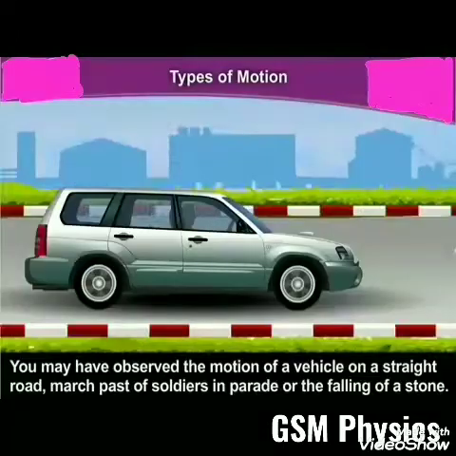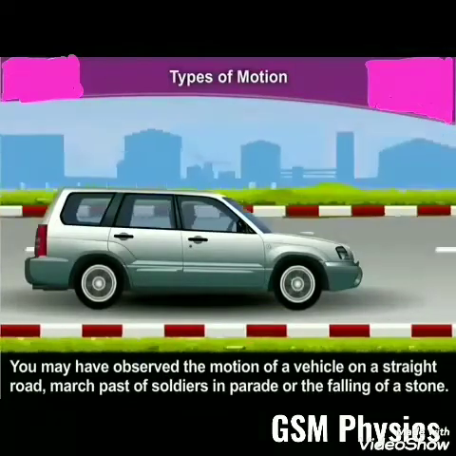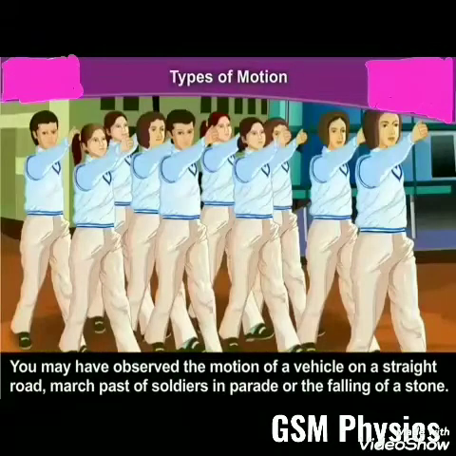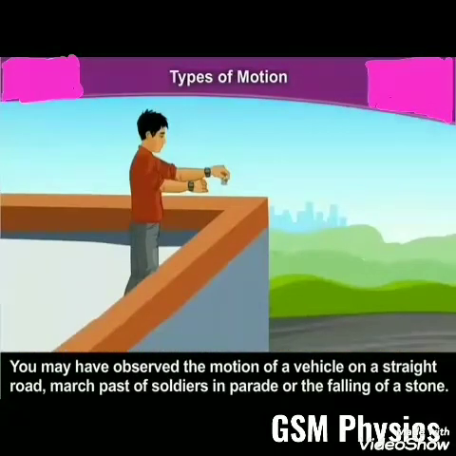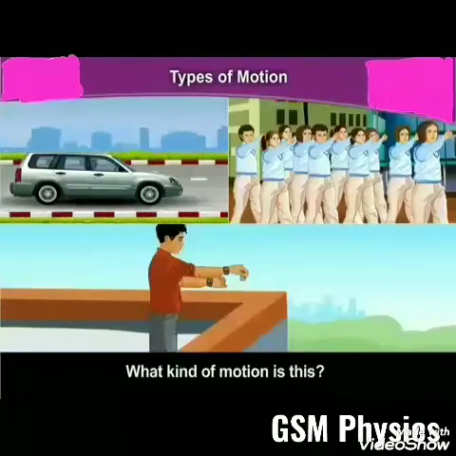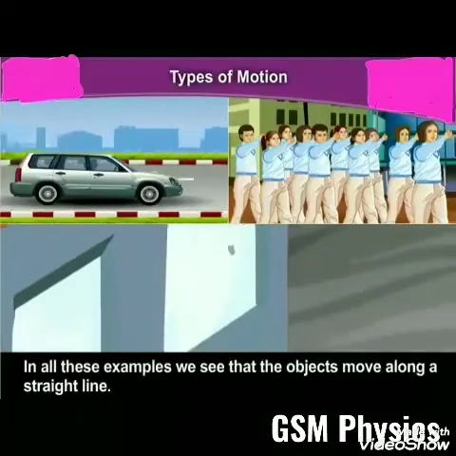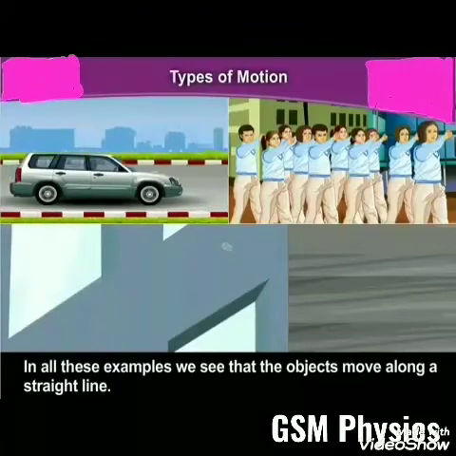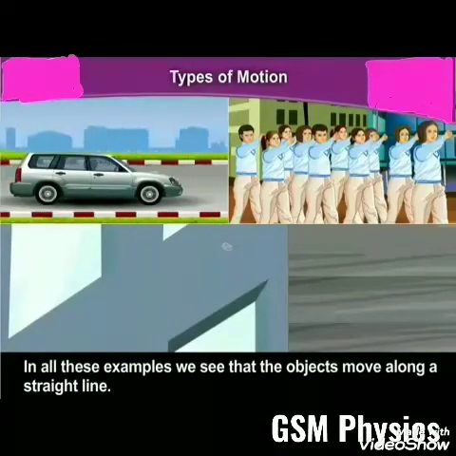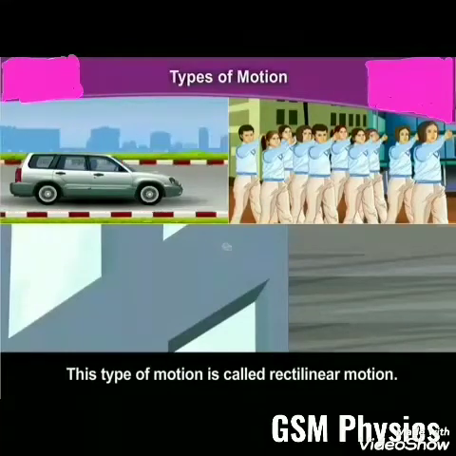Next, we're going to see about types of motion. You have observed the motion of a vehicle on a straight road, the march past of soldiers in a parade, and the falling of a stone. What kind of motion is this? In all these examples, we see that the object moves along a straight line. These types are called linear motions.